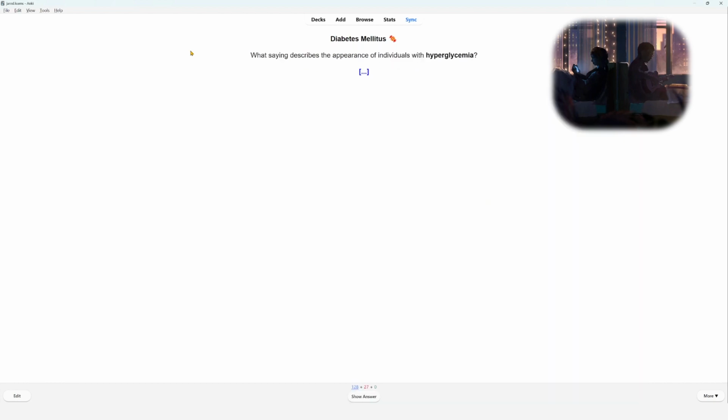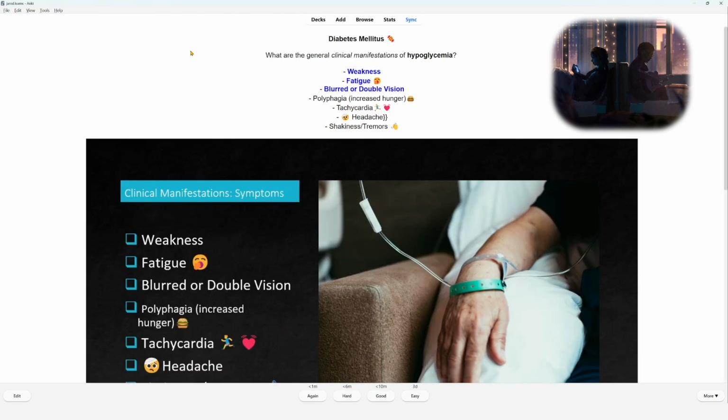What saying describes the appearance of individuals with hyperglycemia? Hot and dry, sugar high. What are the general clinical manifestations of hypoglycemia? It's going to be confusion, weakness, headache, weakness, fatigue, blurred or double vision. Okay.